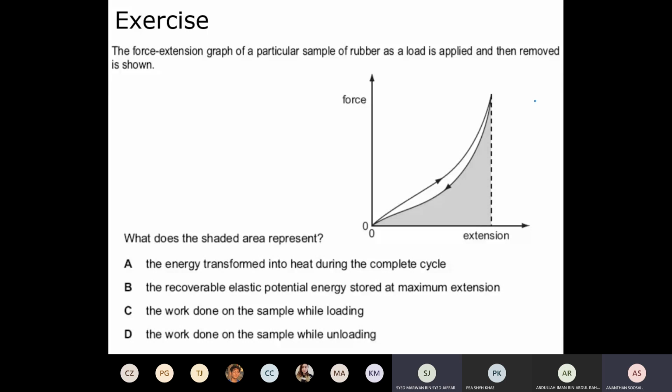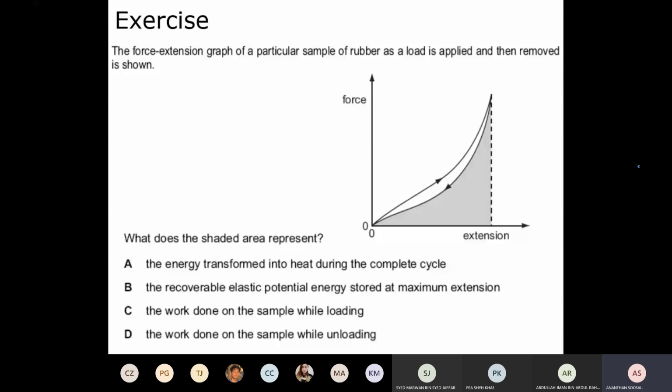Okay, what's up? Okay, you need to understand, when you do work on the sample, the sample will gain potential energy. When you do work on the sample, when you extend it, or when you compress it, work is done on the sample. So C and D cannot be the answer.